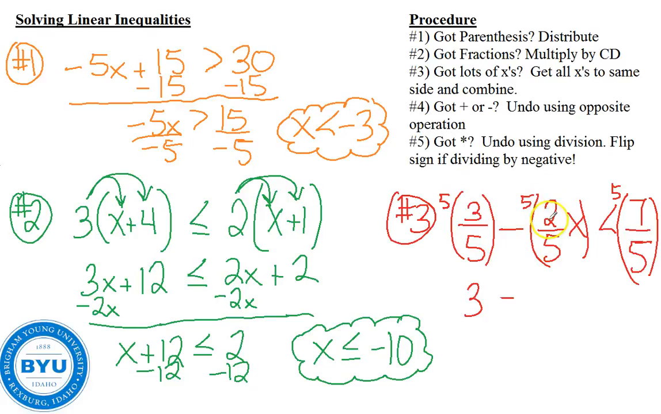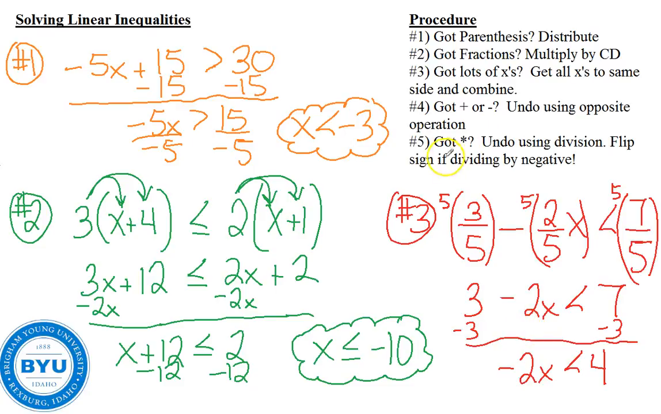Here I get 5 times 2, that's 10. Divided by 5, that's 2x. And here I get 5 times 7, that's 35. Divided by 5 is 7. Okay, so got fractions. Do we got lots of x's? Nope. Do we got addition? Yeah, I've got this plus 3 out here. So I'm going to go ahead and minus 3 to both sides. I'm left with negative 2x is less than 4.